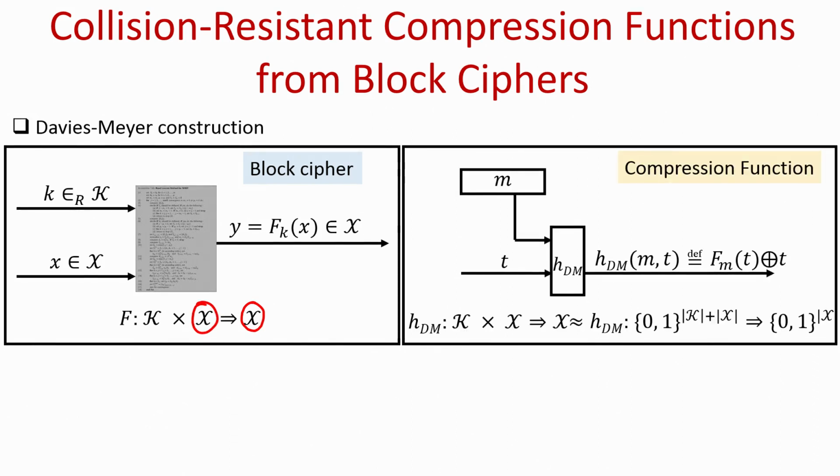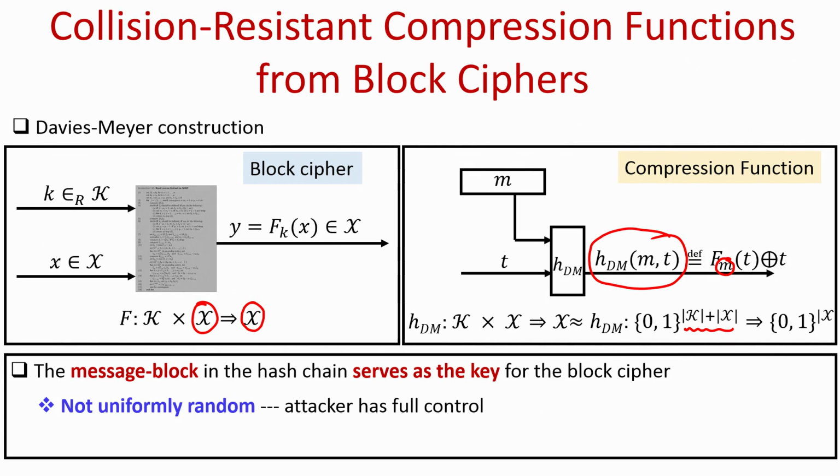Using this, we design a compression function little h, which I denote as h sub dm, namely the Davis-Meyer compression function, which takes an input of size the cardinality of K and the cardinality of the X space. Namely, it takes two inputs, one interpreted as m and the other interpreted as t, and the output of this compression function is defined as follows. We evaluate the block cipher with respect to the key little m, treating the t part as the block, and the output is again XORed with the t part of the input of this Davis-Meyer compression function. So, that is how the Davis-Meyer compression function is evaluated.